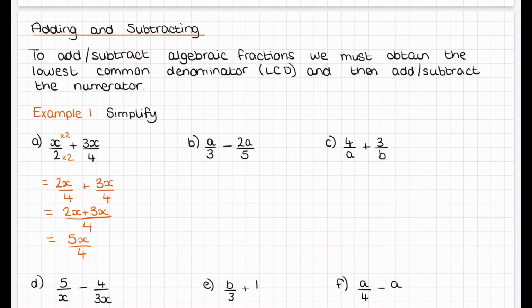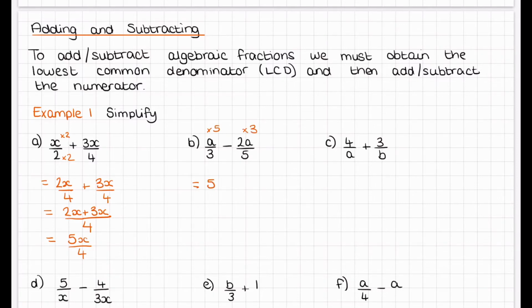Okay, for B, we have a over 3 minus 2a over 5. So our common denominator here will be 15. If you can't see the lowest common denominator, just multiply the two denominators that are there. So for this one, it'll be 15. So we need to times the first fraction by 5 and the second fraction by 3.